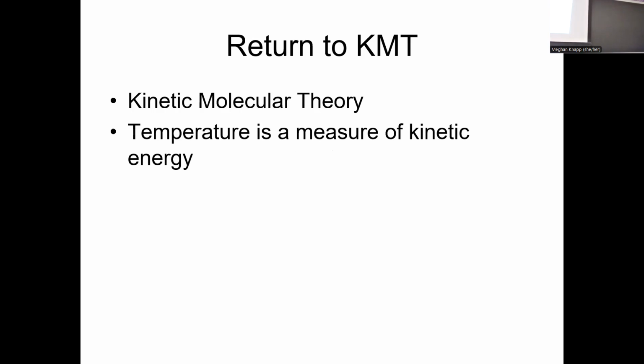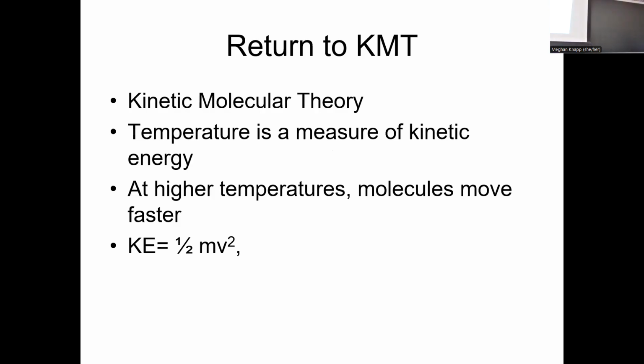Okay. So KMT is kinetic molecular theory, and this is the idea that molecules are moving around, and something about what those molecules are doing is what gives us the properties of volume and pressure and temperature. So volume is how spread out they are, but pressure is about collisions, and temperature is about how fast they're moving. So we're going to look at temperature in a little more detail here.